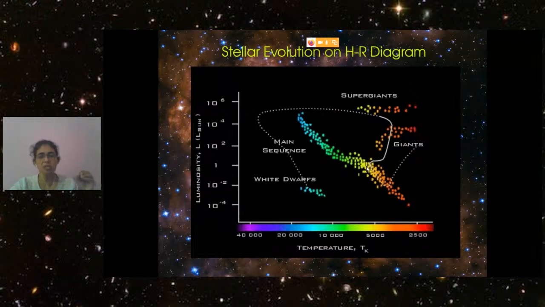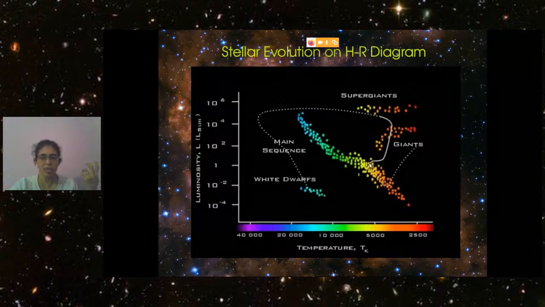But once the main sequence phase is over, then things are going to change. Its surface temperature is going to change, its luminosity is going to change. Luminosity is going to increase, and surface temperature is going to decrease. And that's how it is going to be, and it's becoming much larger in size. So it's going to become a giant.